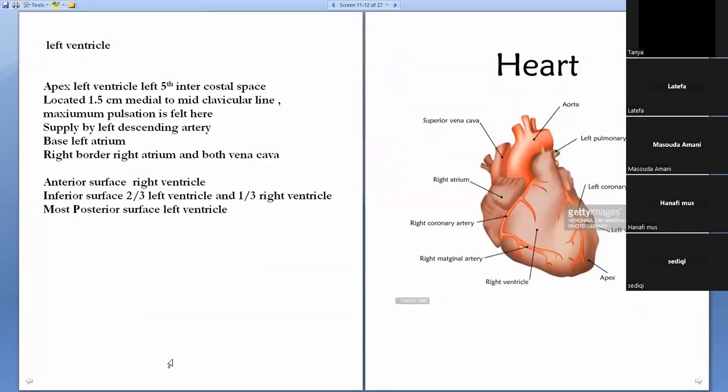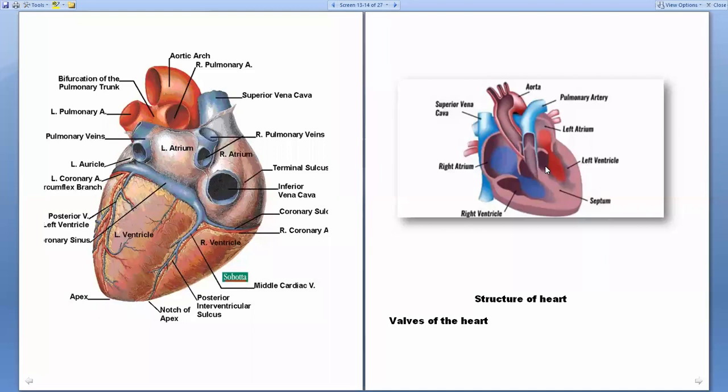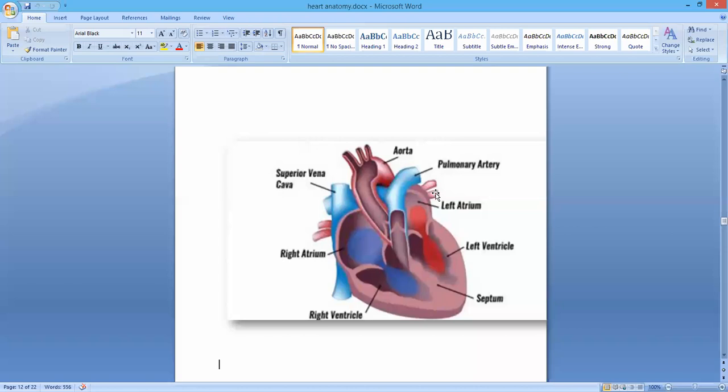Now we will move to the gross anatomy of the heart. Okay. Can you all see this slide? This is the gross anatomy of the heart. The heart is composed of four chambers: one, two, three, four. Two atria, right atrium and left atrium, and two ventricles, right ventricle and left ventricle, separated by the interventricular septum and the interatrial septum.